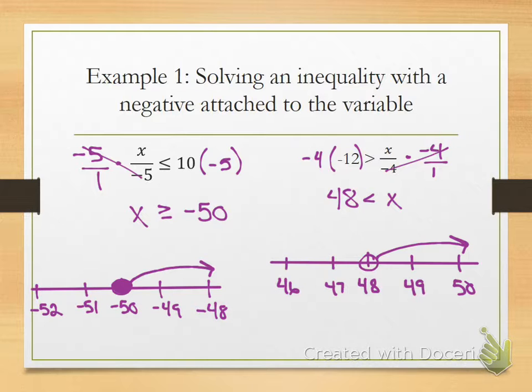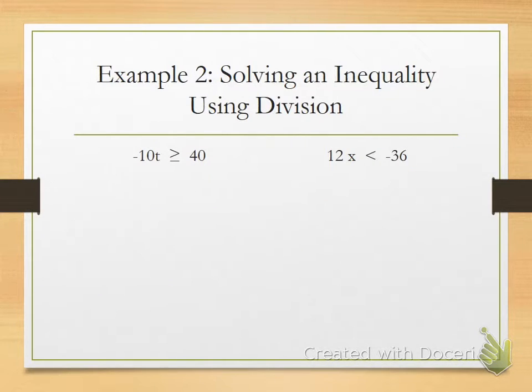Now, in example 2, it's more of the same thing. Solving an inequality, except now it's just a different operation because what operation is connected to the variable? Multiplication. So what do you have to do to solve? Divide both sides. So on the first one, we have negative 10t is greater than or equal to 40. I want you to go ahead and try to solve. If you're lost, that's okay. Raise your hand. I'll come help. Or just hang on for a minute and then we'll go over it.